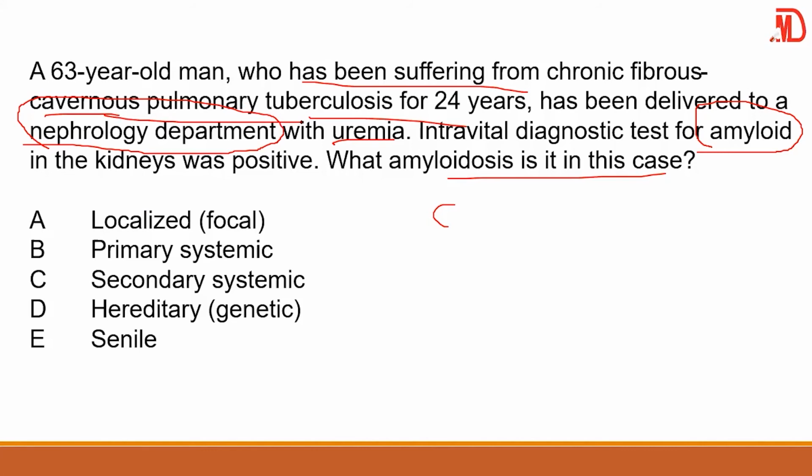Secondary means that there is a known cause. So the reason why there is amyloidosis is because of the fibrinous cavernous pulmonary tuberculosis. Guys, don't forget that. That is why we call it a secondary type. So this is not primary. No. And this is not because of old age. So don't go and say this is senile.